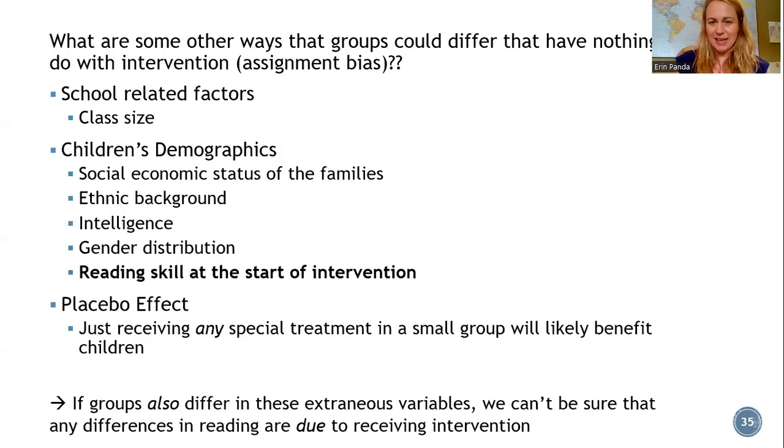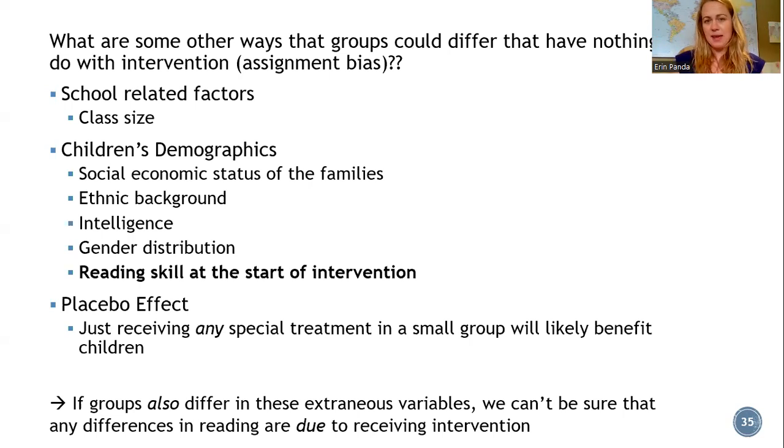They could be related to the school. For example, if kids at Niagara Catholic just happen to be in a smaller class with a higher teacher to student ratio than kids at the DSBN, well, that could provide an alternative explanation for the higher reading scores. The kids themselves might differ.